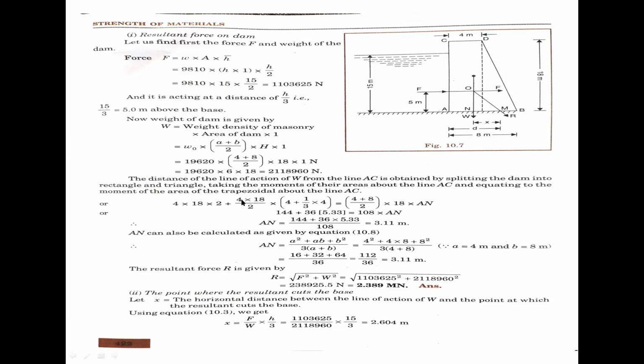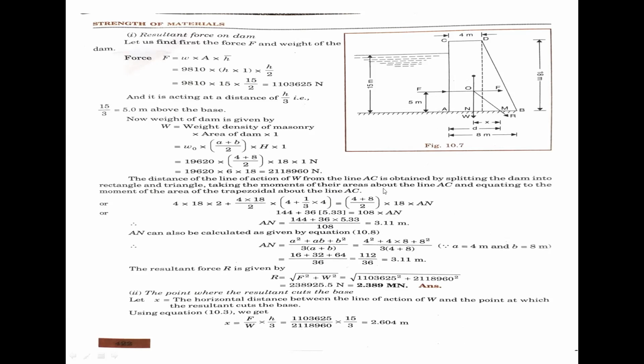Plus 4 into 18 by 2, into 4 plus 1 by 3 into 4, that equals 4 plus 8 divided by 2 into 18 into an. Equating, we finally get the value an equal to 144 plus 36 into 5.33 divided by 108, that equals an equal to 3.11 meters. This is an. Okay.